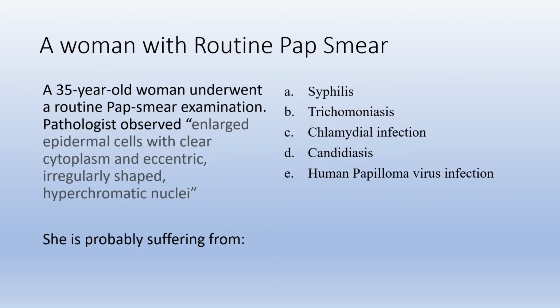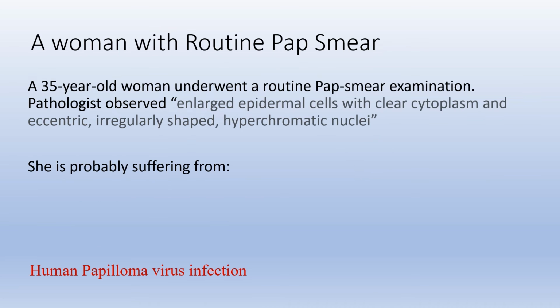If there had been a herpes simplex infection, there could be a different type of cytopathic effect, that is giant cell formation. This particular cytopathic effect is known as koilocytosis and it is a hallmark of human papillomavirus infection. So here's your answer, that is human papillomavirus infection.